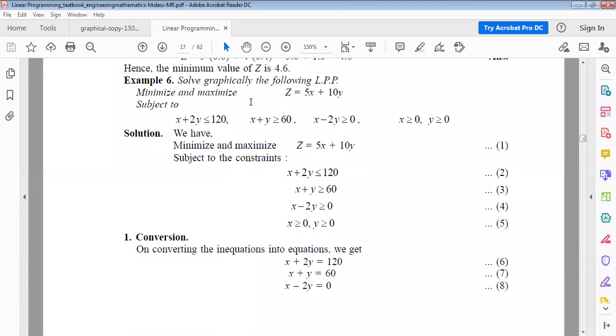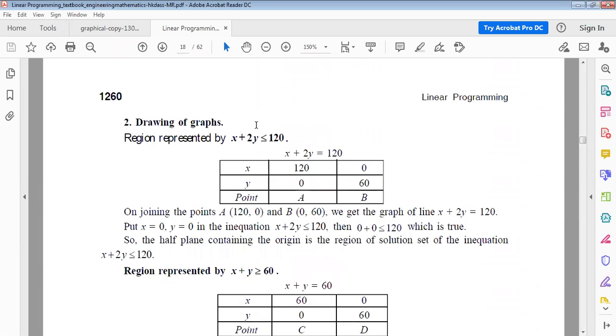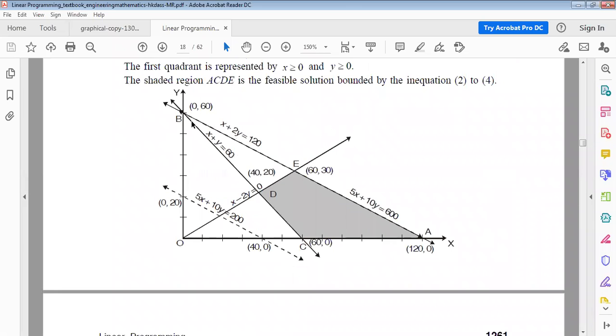Example 6, isocost method, maximize or minimize. There are two parts. First, we have to maximize, and the maximum value will be the result. The other part is minimize, and the minimum value will be the result. For the less than or equal to sign, the shaded region is directed toward the origin, and for greater than or equal to, it is opposite to the origin. Remember it. So the graph will be like this.